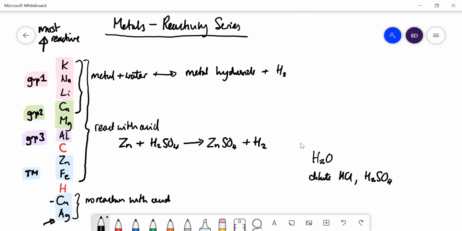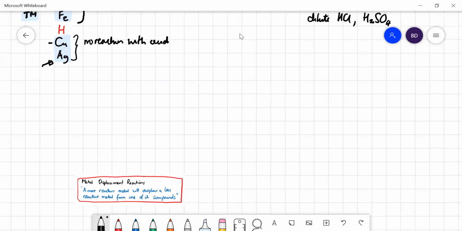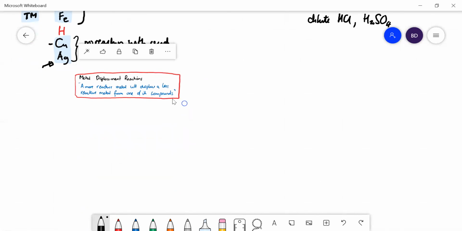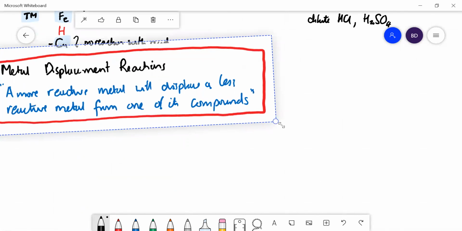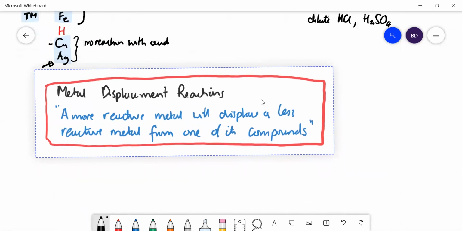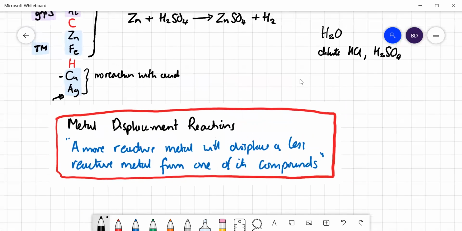Okay, so now we are going to talk about metal displacement reactions. A metal displacement reaction: a more reactive metal will displace a less reactive metal from one of its compounds. This is quite important in the extraction of metals.